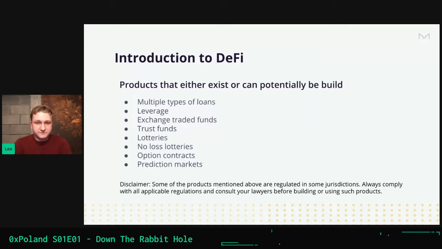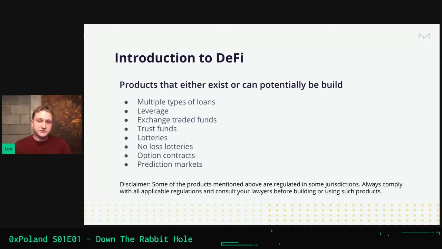Here are some examples of the products that either exist or can potentially be built on the blockchain. You can build multiple types of loans, over-collateralized, under-collateralized, different terms, whatever you code. It's a Turing-complete programming language, whatever you can imagine. When you can build loans, you can build leverage for trading. So you can short some tokens and you can long some tokens.